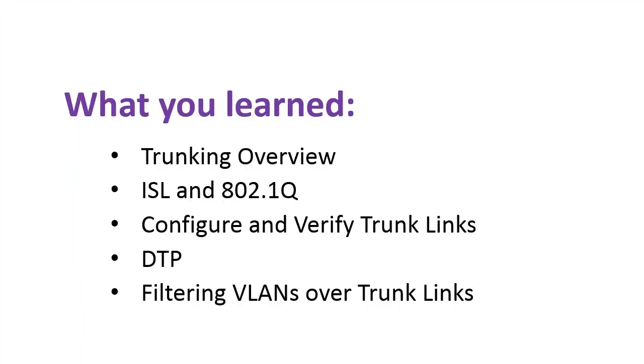So here's what you've learned in this video. You've received a trunking overview, and you've learned the basic differences between ISL and 802.1Q. You've learned how to configure and verify trunk links, and how Cisco's proprietary Dynamic Trunking Protocol can help bring up trunks automatically. And finally, you've learned how to filter VLANs over trunk links. All of this information you're definitely going to need to know to do well on your CCNP Switch exam, and I'm confident you will do well. Good luck in your studies, and thank you very much.